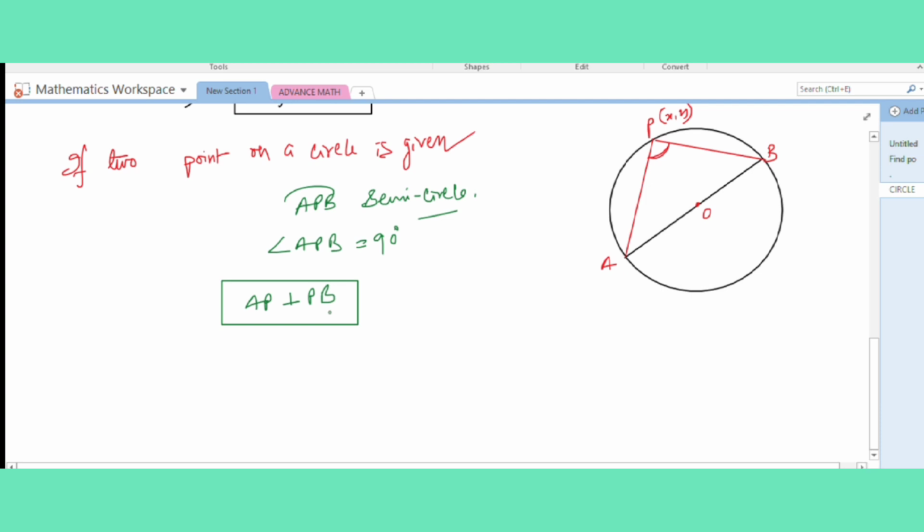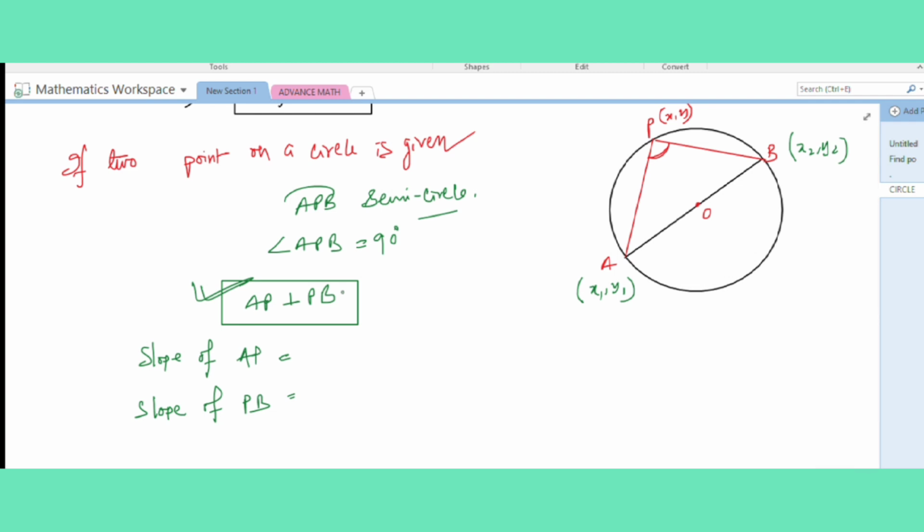After this, we imagine that A has the coordinates (x1, y1) and B has the coordinates (x2, y2). These two points will be given to you. Now, AP is perpendicular to PB, hence we need to evaluate one more thing: the slope of AP, sorry, not AB, and the slope of PB. If we can find these slopes, and we know the two lines are perpendicular, then by the slope relation for perpendicular lines we can generate the equation of the circle.